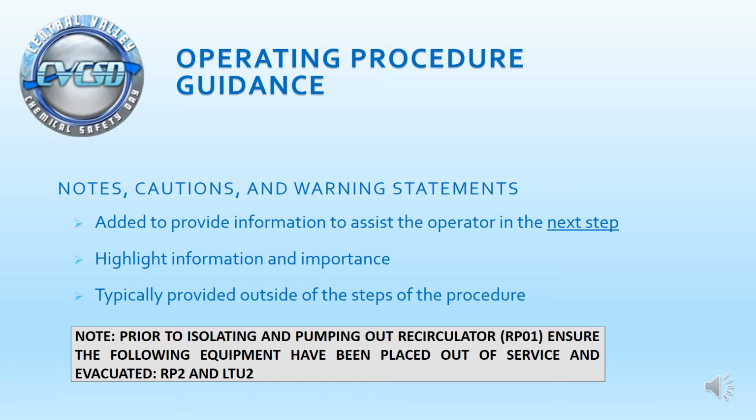So if we went back to closed liquid supply valve in 501, this would be something that the next step would provide a note or a caution or a warning before proceeding on to the following step. And here's an example of a note. So prior to isolating and pumping out recirculator RP01, ensure the following equipment has been placed out of service and evacuated. And then those equipment IDs are P2, LP, LTU2.